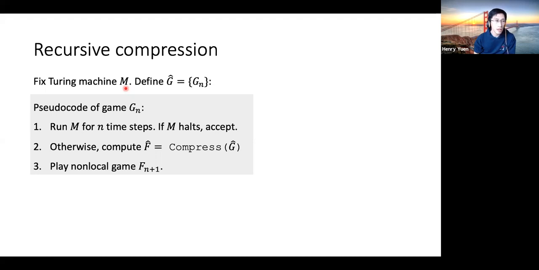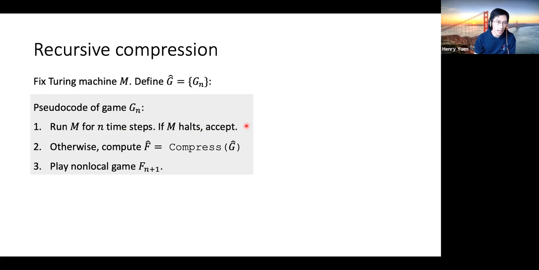And we can come up with a family of games that depends on this Turing machine. So I'm going to define this family G sub n. For every n, there's a different game. And here's the description of the verifier for each of the G sub n's. The first thing the verifier does is take this Turing machine and run it for n time steps. And if this Turing machine halts within that time, the verifier is just going to accept.